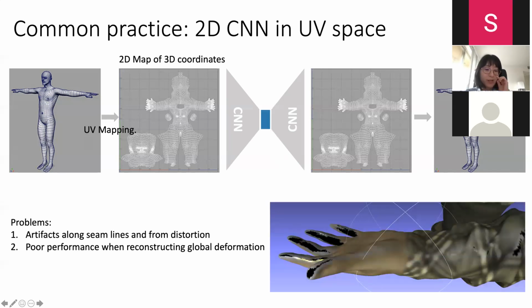However, this kind of method has many problems. The first problem is inherited from the way we do the UV mapping. When we're doing the UV mapping, we have to cut the mesh, right? And then it introduces artifacts along the seam lines, and also artifacts from distortion. And here I show an example of the artifacts along the seam lines.